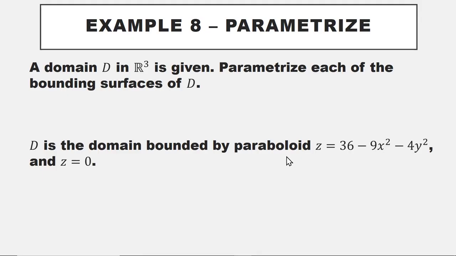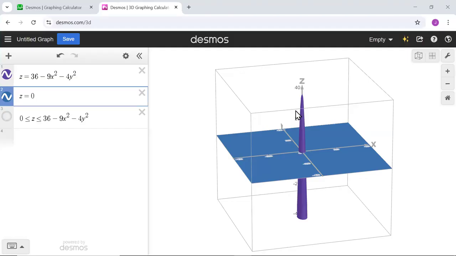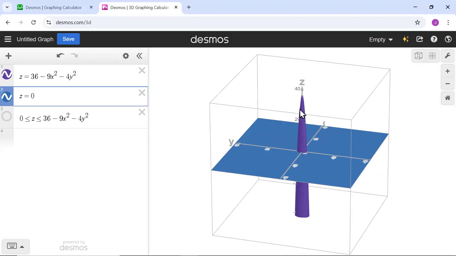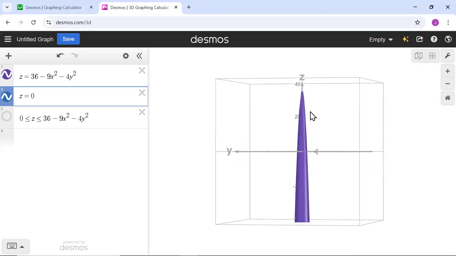And I don't mean just the paraboloid itself. We're talking about D is the interior. So the paraboloid is the bounding surface and the xy plane is the other bounding surface. So here's what our bounding surfaces look like. As you can see, the paraboloid is this purple. It's hard to see because we have to zoom out because it goes all the way up to 36.